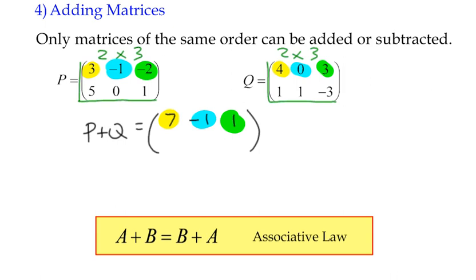And we repeat the same thing for row 2. We've got 5 plus 1 is 6, 0 plus 1 is 1, and 1 plus negative 3 is negative 2. So we add the individual elements together, and that gives us the sum of the matrices P plus Q. And if we had done Q plus P, we would have got the same answer. In other words, the commutative law that we're used to in numerical work holds for matrix work.